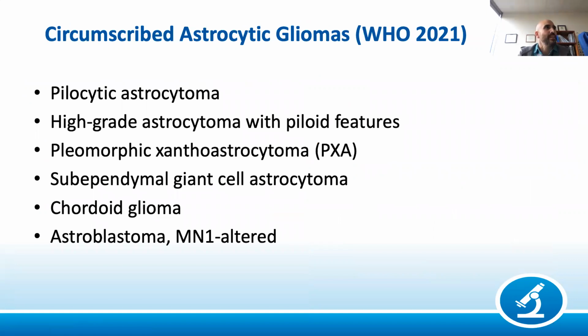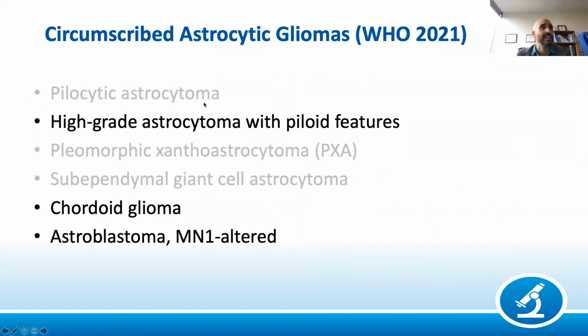Okay, so the last thing I want to talk about are the circumscribed astrocytic gliomas, and the WHO recognizes 6 of these at this point, but I'm only really going to talk about 3 of them. I'm not going to talk about pilocytic astrocytoma and pleomorphic xanthoastrocytoma because these are fairly common, and I figure you guys know about these already. I'm also not going to talk about SEGA because the pathogenic mechanism is pretty well defined in association with TSC. So I'm going to focus on these other 3.